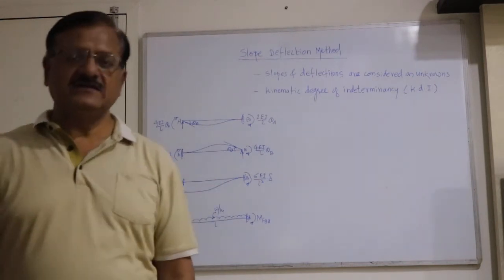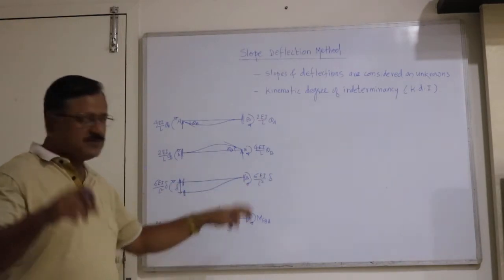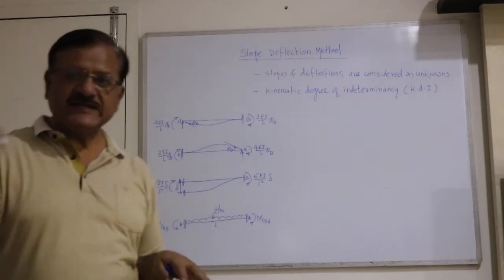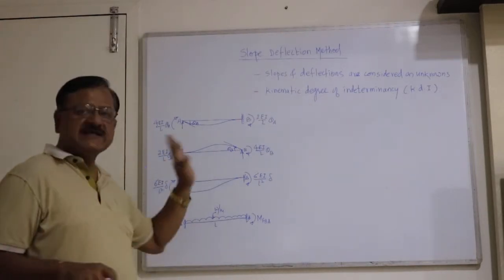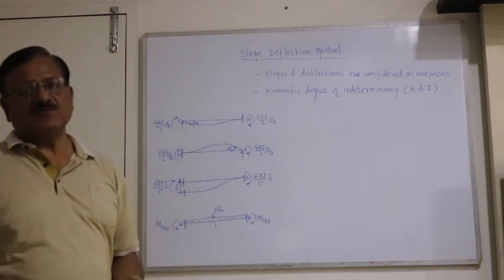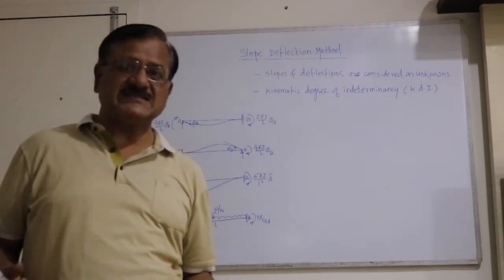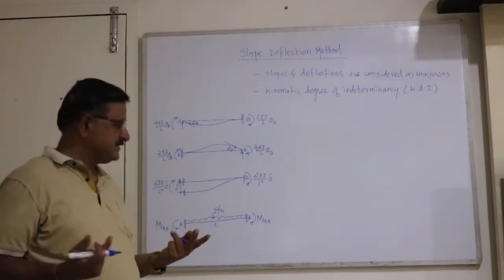If we work out this delta level difference, if left support is down, both end clockwise moments are developed, which is equal to 6 EI delta upon L square. And if the right support goes down, then both end anti-clockwise moments will be developed, and the value will be again same, 6 EI delta upon L square. So depending upon which support sinks down, the moments will be either clockwise or anti-clockwise.